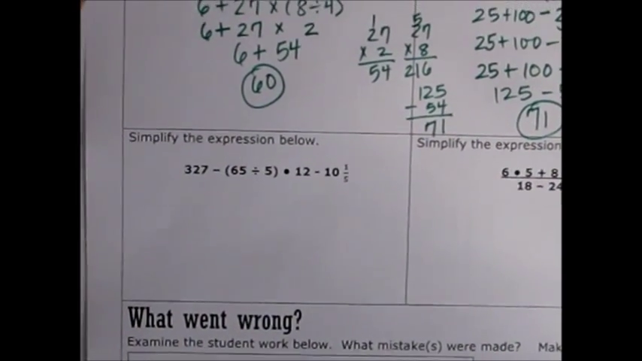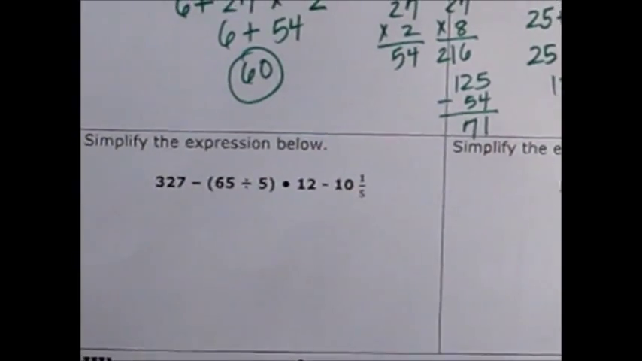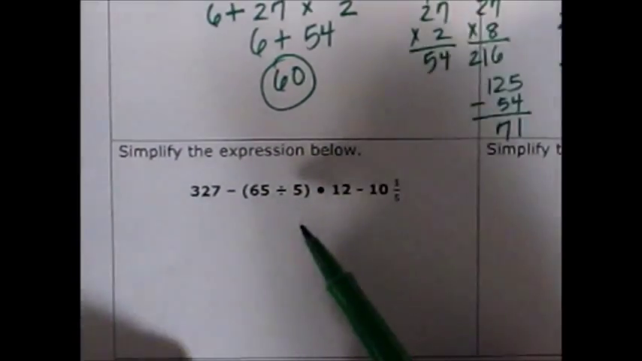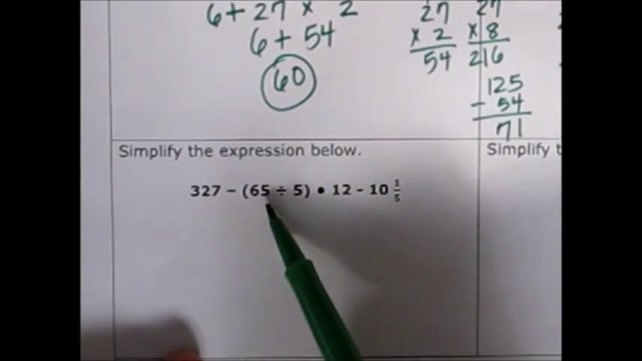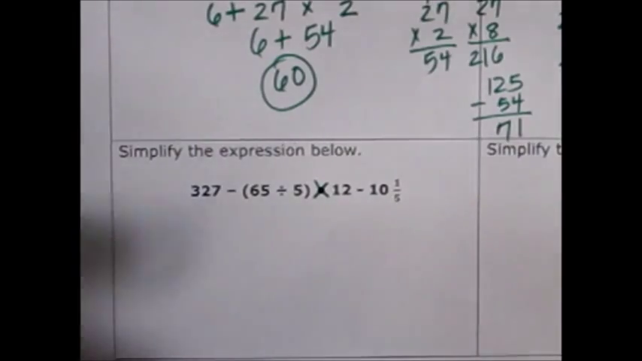I think I might zoom in a little bit to that. Right. Okay, here we go. 327 minus parentheses 65 divided by 5 times 12 minus 10 and 1/5. Whoa, this one has fractions too. Okay, so 65 divided by 5.